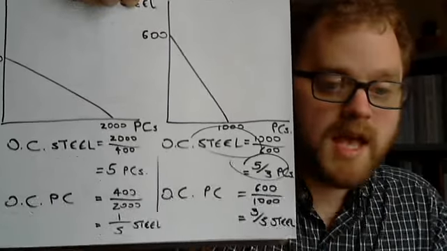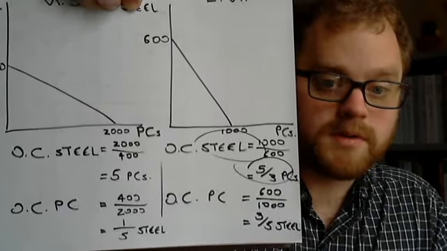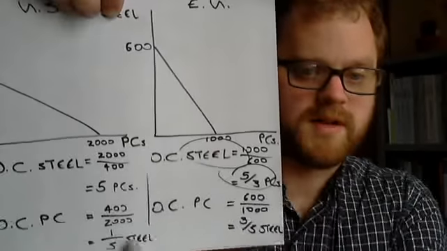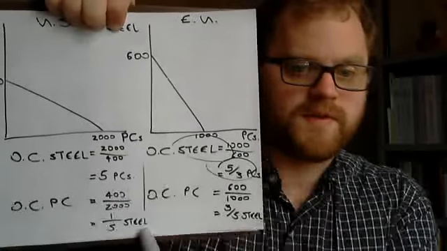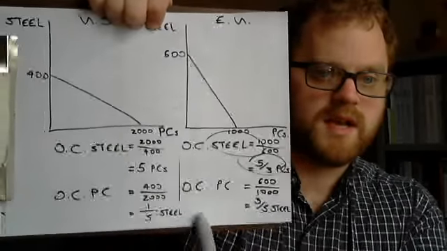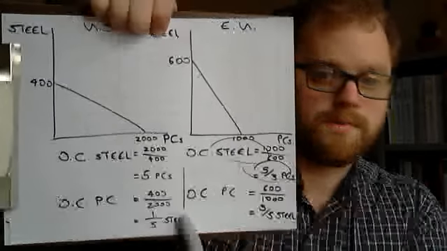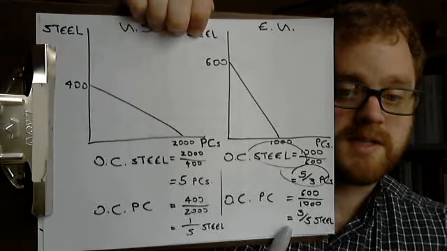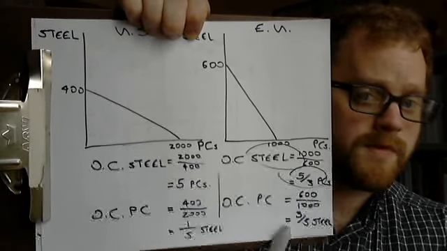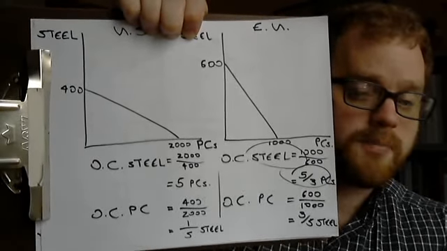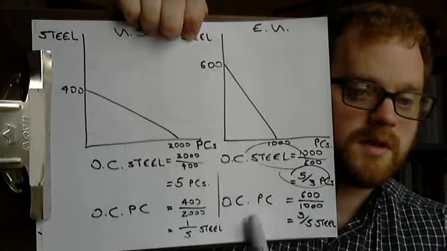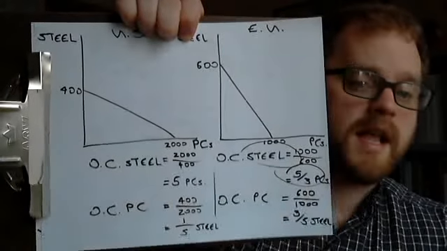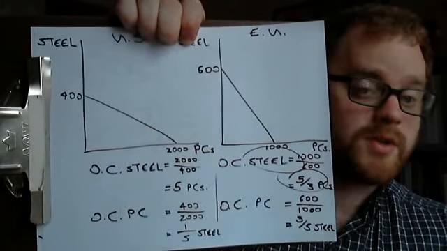There we go. And likewise, who will produce the personal computers? Same logic. When the United States produces a personal computer, we're giving up 1/5 of a ton of steel that might have been produced instead. Whereas for every PC the European Union produces, they're giving up 60% of a ton of steel, 3/5. Obviously, they're giving up more steel production for every computer than the United States is, and therefore the U.S. has the lower opportunity cost and has comparative advantage in manufacturing computers.